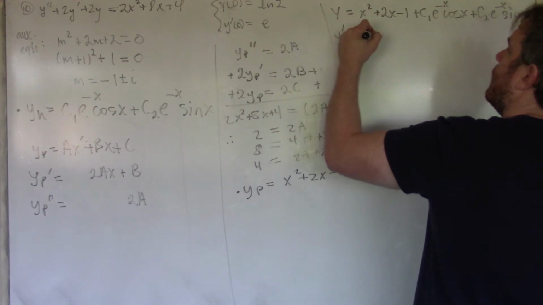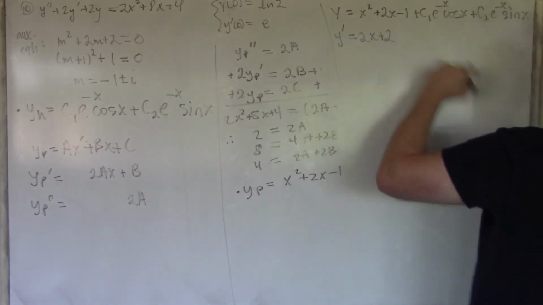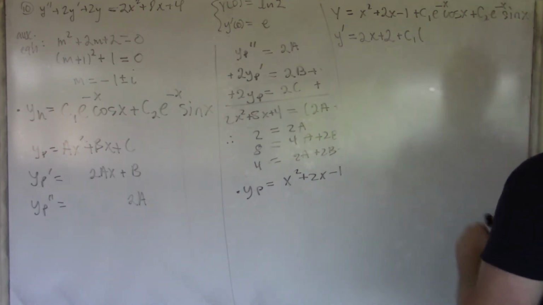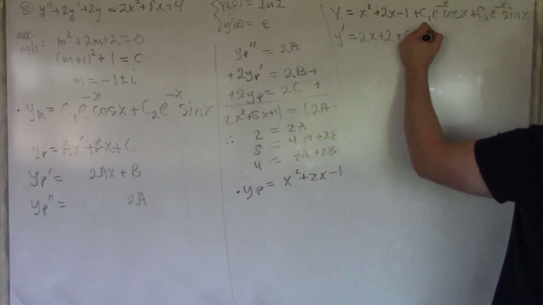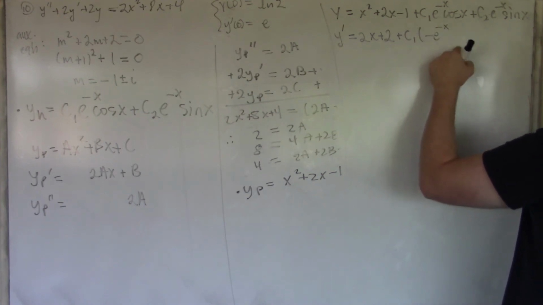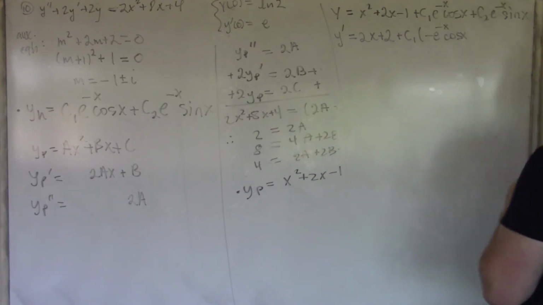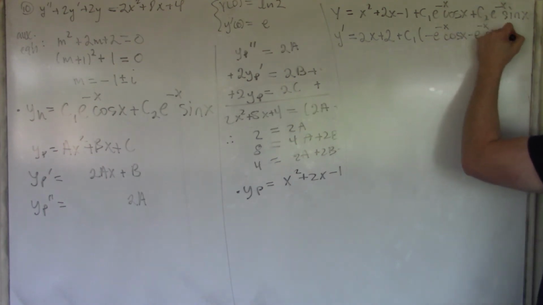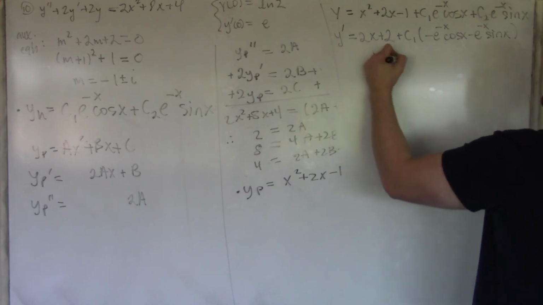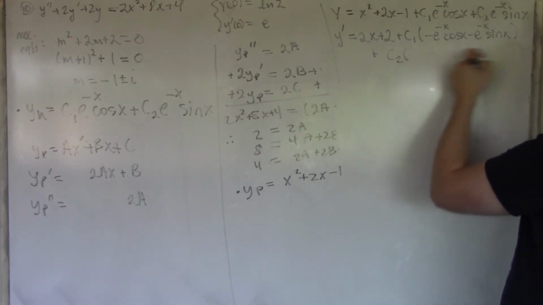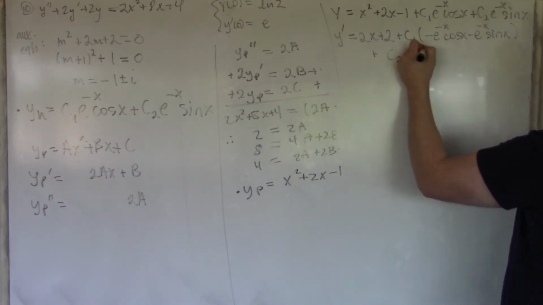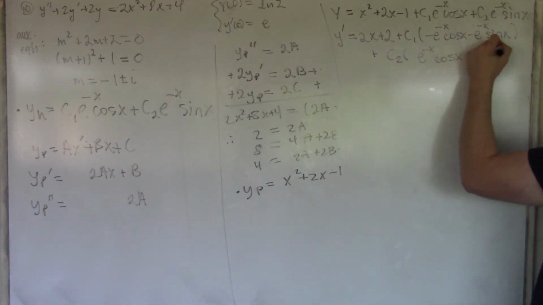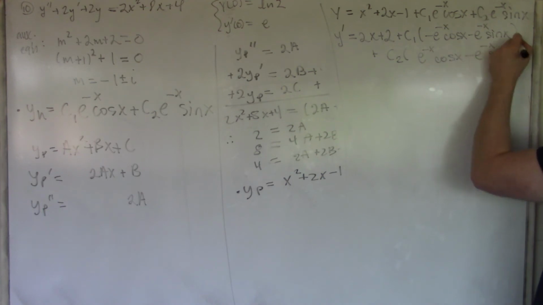Y prime is 2x plus 2 plus 0 plus c1 times, and I'm going to have to do the product rule here. I'm going to get negative e to the negative x cosine x, and then minus e to the negative x sine x, plus c2 times, similarly, e to the negative x cosine x minus e to the negative x sine x.